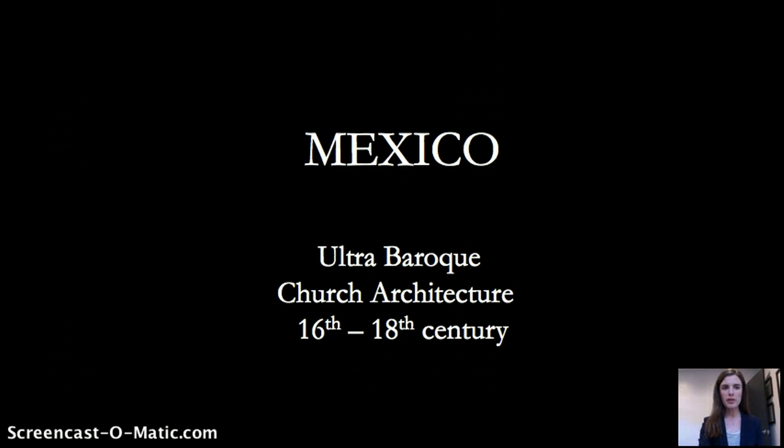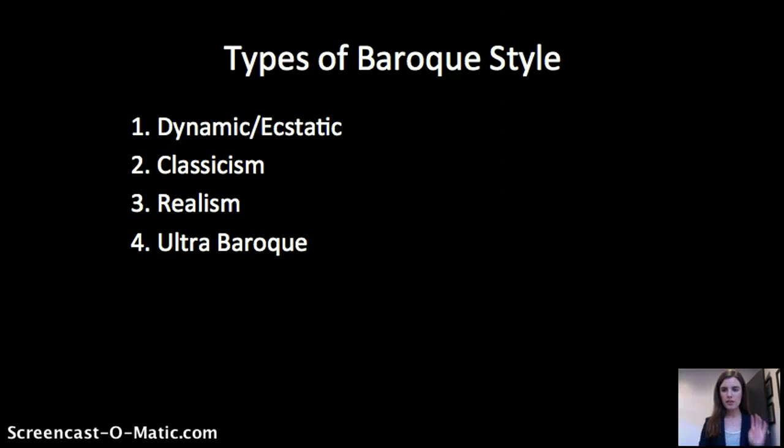So you'll remember that we discussed four styles of the Baroque. The dynamic ecstatic style, an example of that would be something like the baldacchino we saw in St. Peter's. We also have Baroque classicism, using that classical architectural vocabulary or classical iconography, thinking about ancient Greece and Rome and then incorporating that into architectural structures or into artwork. Examples would be Carracci's Loves of the Gods, or also St. Peter's Piazza, the piazza outside, using that classical architecture.